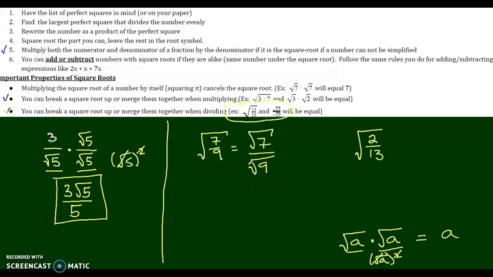However, in this case, I know the square root of 9 is 3. Just plain old 3. The square root goes away. So, while I don't know what the square root of 7 is, I don't really care. This becomes 3. There's no square root in the denominator. I'm done with this problem.